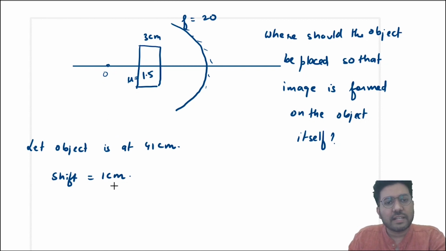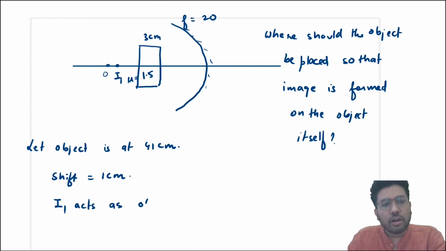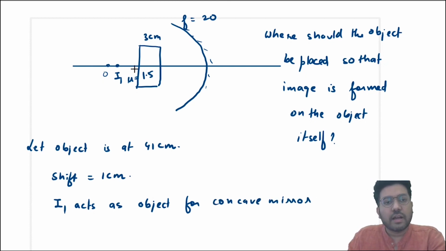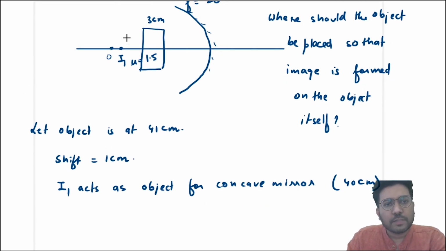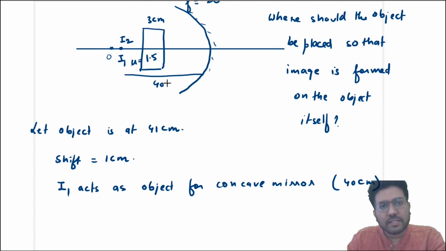So if shift is 1 centimeter, that means I1 acts as object for concave mirror. And because the object is at a distance 2f, that is 40 centimeter, so the image will be at the distance 2f only, because when object is at 2f, image is at 2f. So this position is I2 also, right? So the image I2 is here.